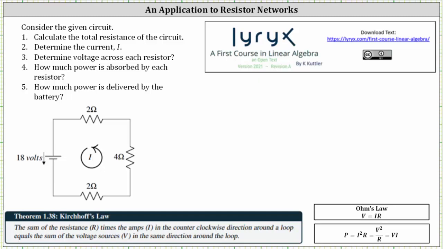We're asked to consider the circuit below. Notice how the circuit has an 18-volt source flowing in the counterclockwise direction, which is the same direction as the current I, which will be important later. Notice how the circuit has 3 resistors with the resistance of 2 ohms, 4 ohms, and 2 ohms. Let's label the resistors R sub 1 through R sub 3.